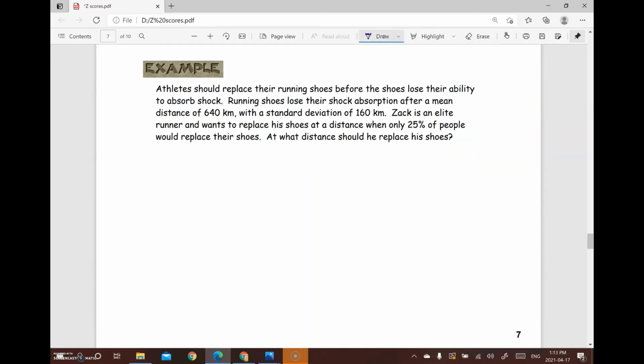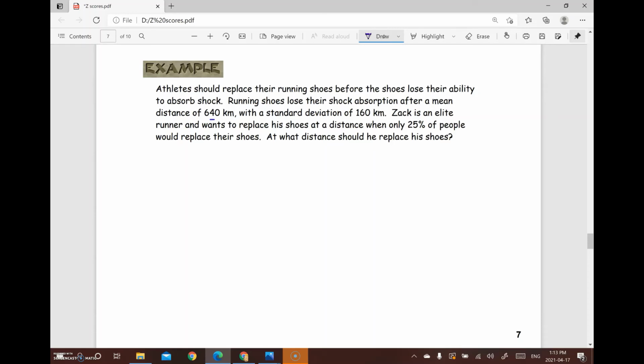In this example, we have athletes who should replace their running shoes before the shoes lose their ability to absorb shock. Running shoes lose their shock absorption after a mean distance of 640 kilometers, with a standard deviation of 160 kilometers. Zach is an elite runner and wants to replace his shoes at a distance when only 25% of the people would replace their shoes. At what distance should he replace the shoes?